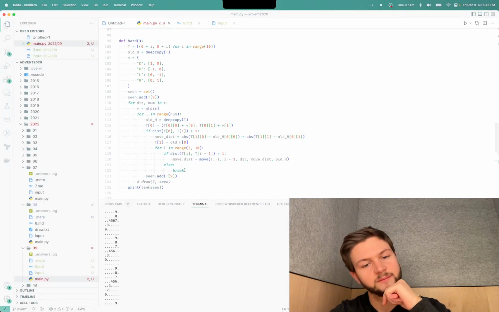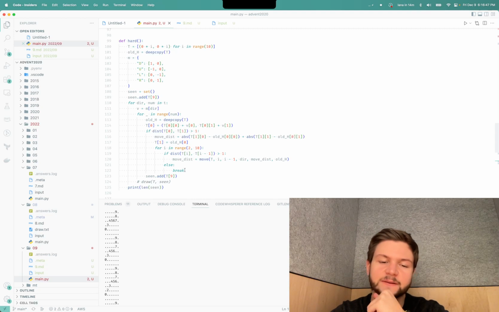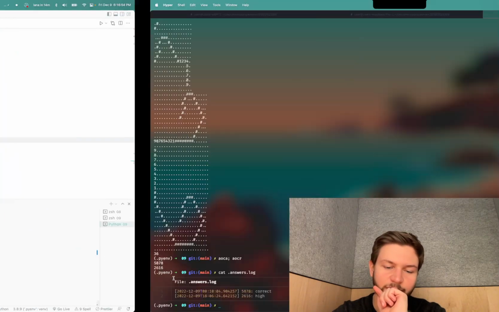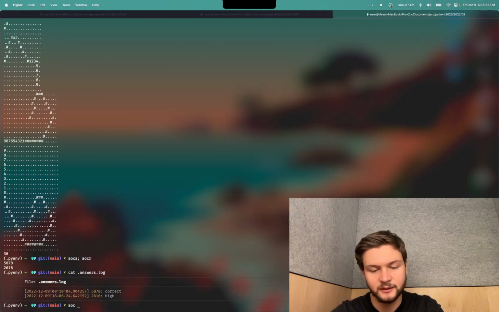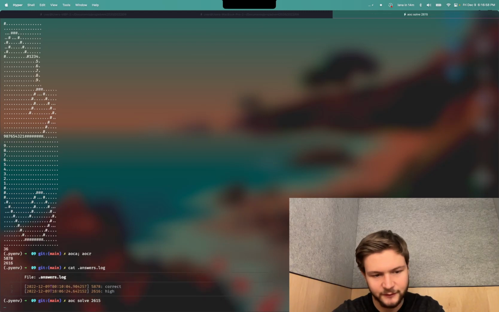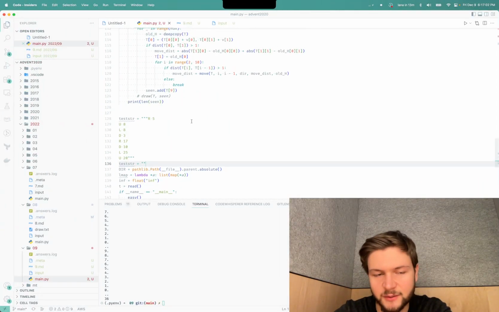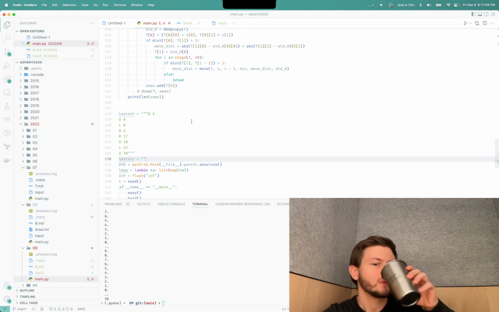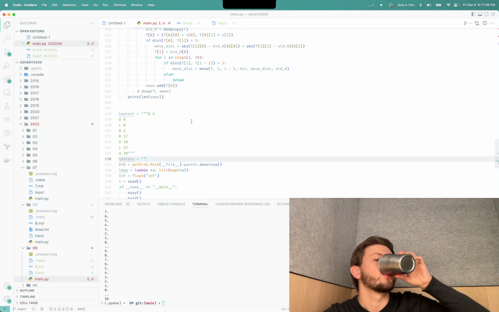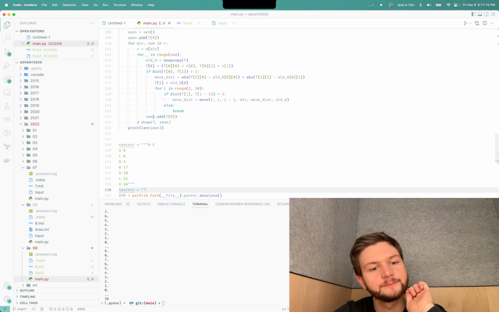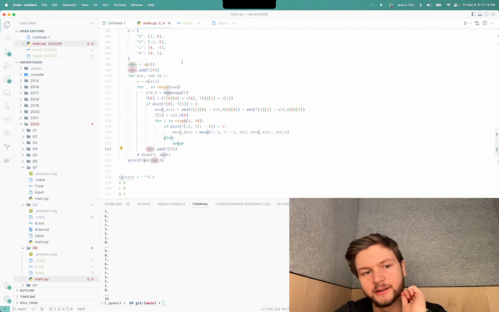And I have no plan how to fix this. I feel like I might have to look at the subreddit for some answers. I mean, look, we can brute force it. AOC solve 2615, but still too high. Doesn't work that way. Scene is still a set.